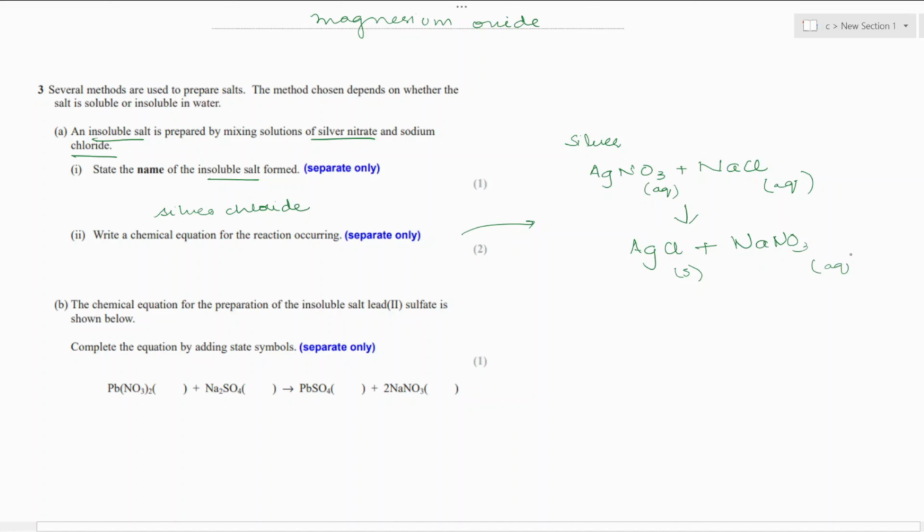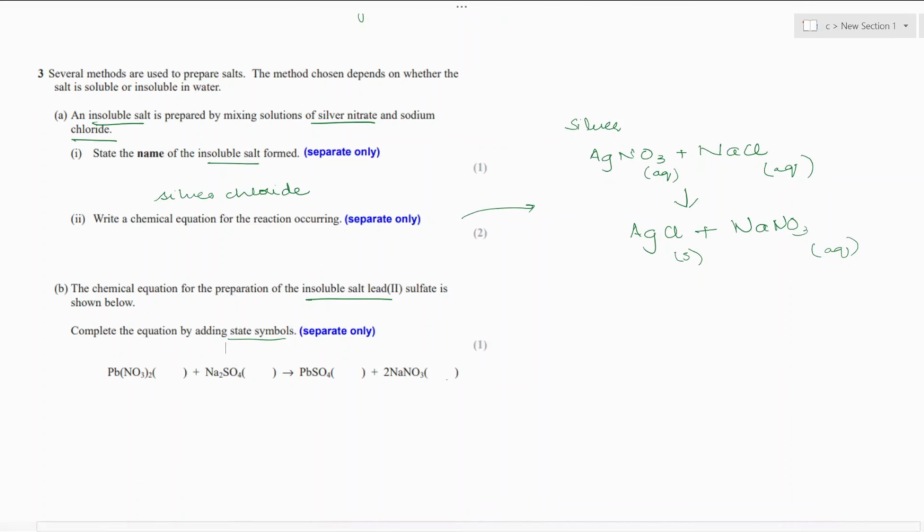Okay, good. Then the next one: the chemical equation for the preparation of insoluble lead sulfate is given. You have to tell the state symbols. Okay, aqueous. Then next, sodium sulfate is aqueous. Okay, aqueous. Good.